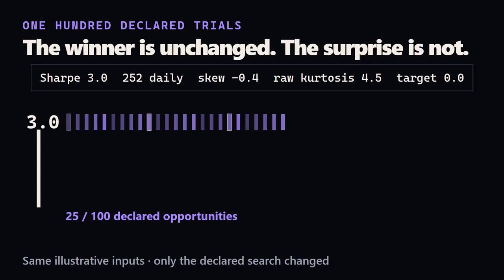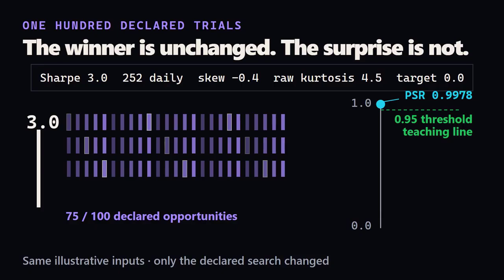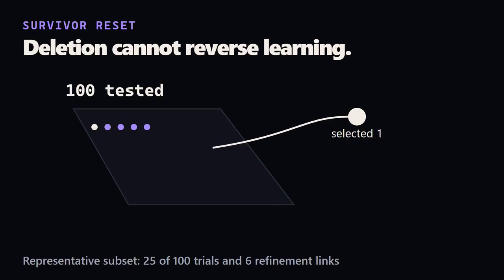This is why the denominator cannot be the finalists. If 100 variants were tested and 99 were rejected, the winner still came from 100 opportunities, and resetting the count to 1 after filtering manufactures confidence. The same applies to tuning around a survivor. Every evaluated refinement belongs to the search history, whether it improved, failed, or was abandoned. Deletion cannot reverse prior learning. A tidy ledger can still be incomplete.